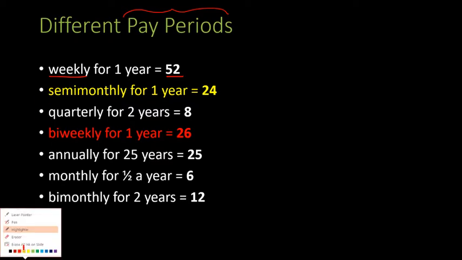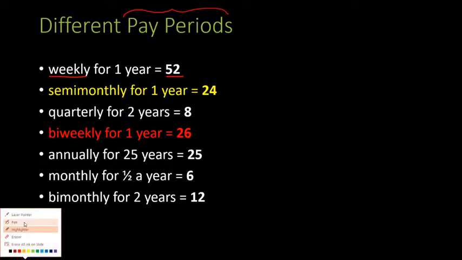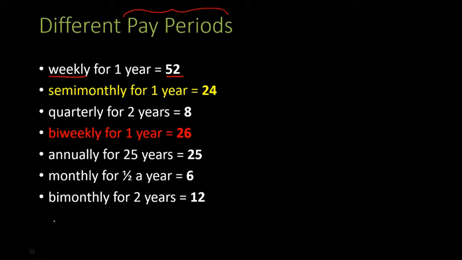So again, I want it to be very clear that semi-monthly means twice a month. Semi-monthly, twice a month. So there are 12 months in a year. We're paying twice a month, and that's how we're getting those 24 pay periods, 24 paychecks a year.